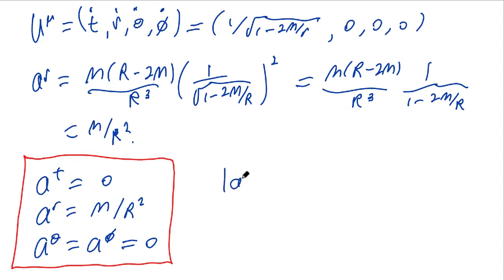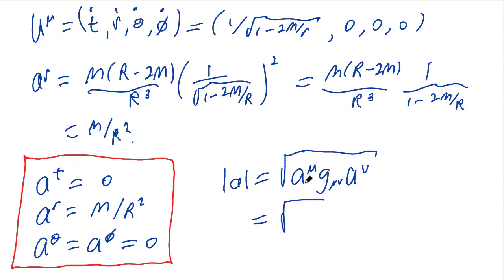The magnitude of the acceleration is the square root of a^μ g_μν a^ν, the square root of the inner product of a with itself. Now the only non-zero component of a is the r component, so this is a^r g_rr a^r, and that simplifies to just pulling the a^r out.